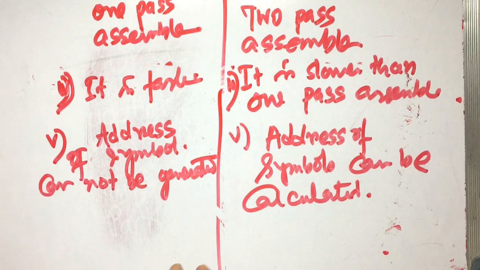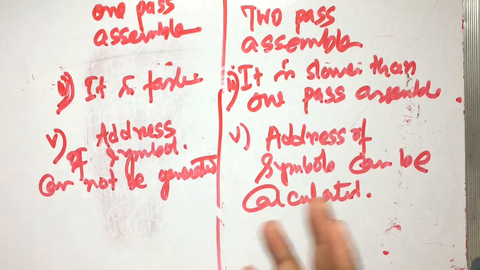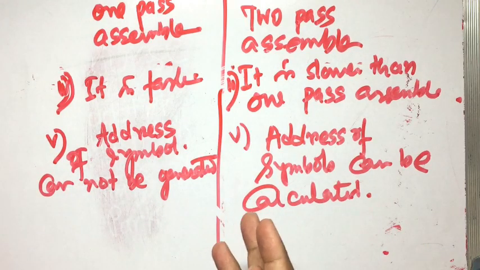We cannot calculate the address of symbols in one pass. We can calculate the address of symbols in two pass. So these are the basic concepts of one pass and two pass assemblers, and why the two pass assembler is more popular than one pass. These are the points you can write in the examination. This is a very important question in the semester examination.